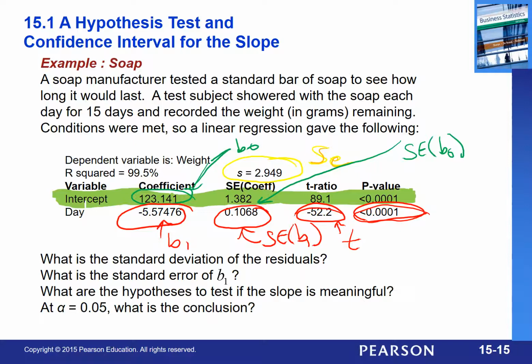So here's an example involving soap. A soap manufacturer tests a bar of soap to see how long it would last. The test subject showers each day for 15 days and records the weight in grams of the remaining soap. Conditions were met, so linear regression gave the following. This is a little bit of a silly thing, but I used to actually use this as a Stat 1 project, making people use soap to see what's going on. Anyway, let's get into this.